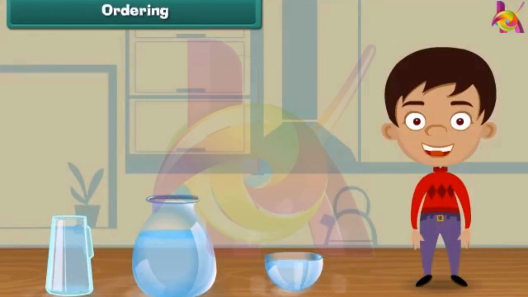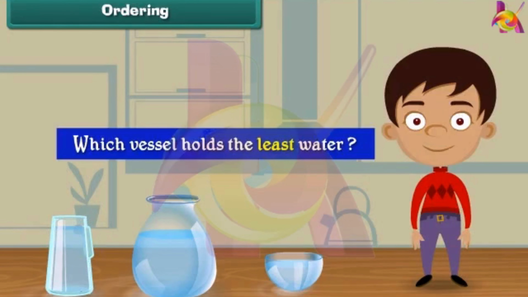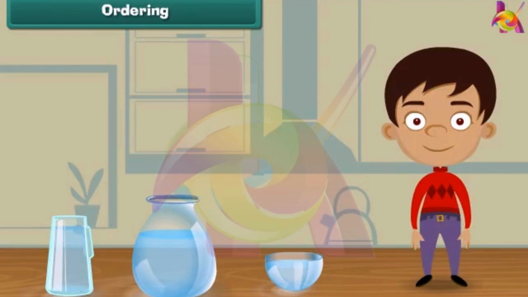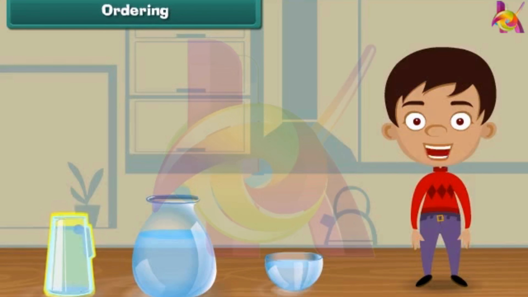Friends, we have 3 different vessels. Which vessel holds the least water? Yes, you are right. The bowl holds the least water. A jar holds more water than the bowl, and the pot holds more water than the bowl and the jar.